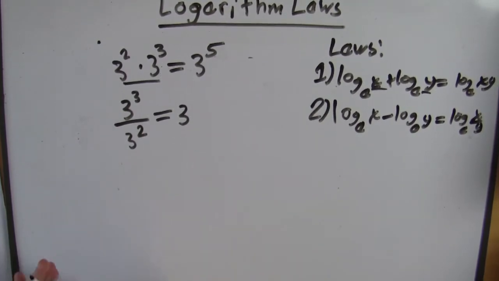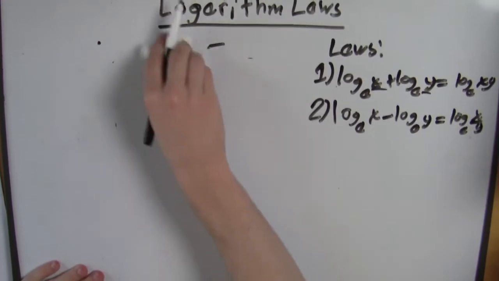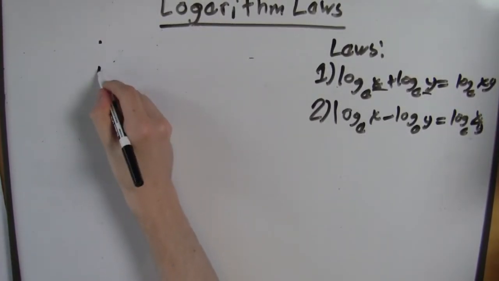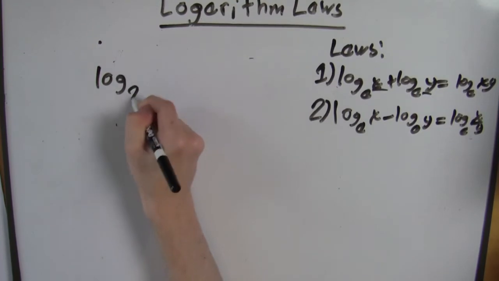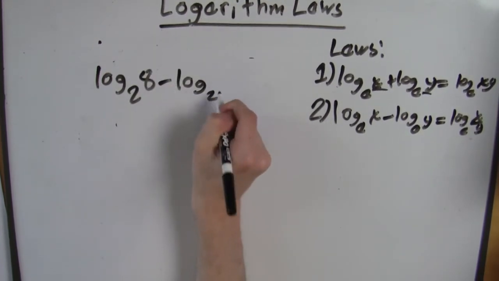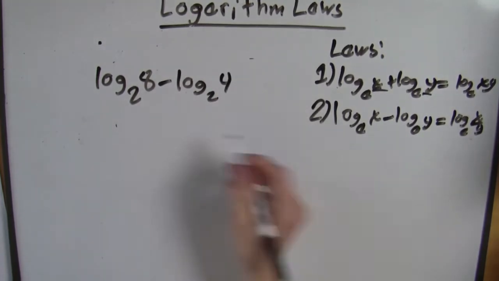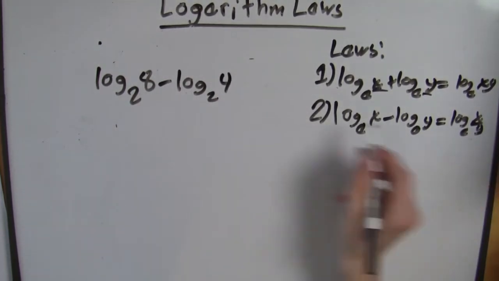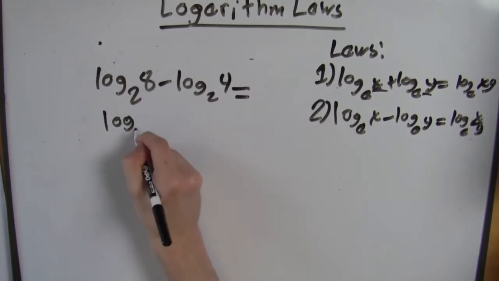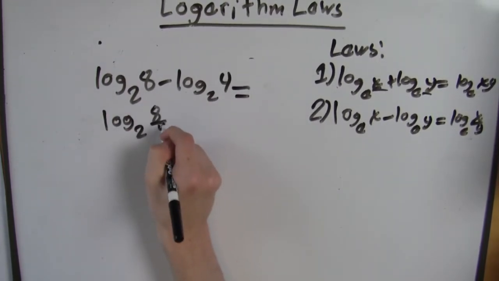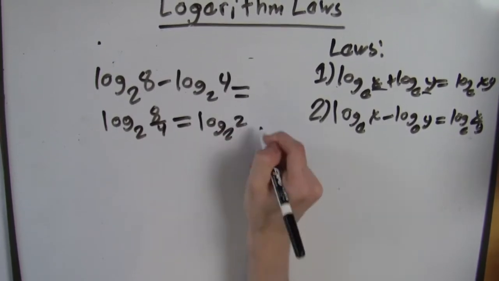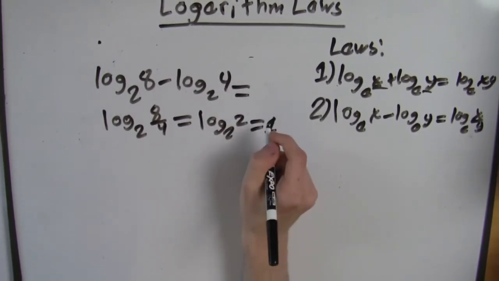For example, we can have log base 2 of 8 minus log base 2 of 4. We can do our division here and say that's the same as log base 2 of 8 divided by 4, which is log base 2 of 2, which is 1.